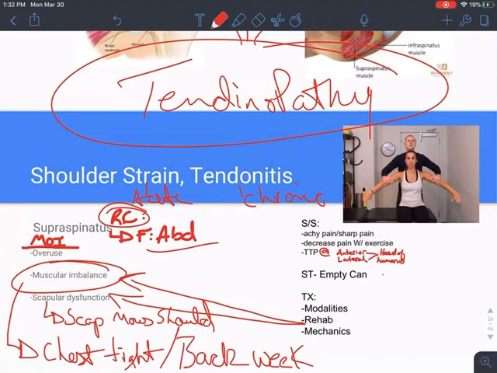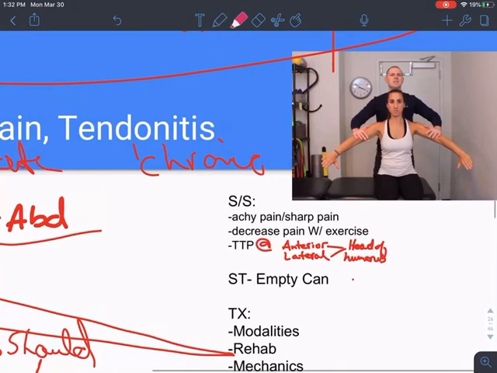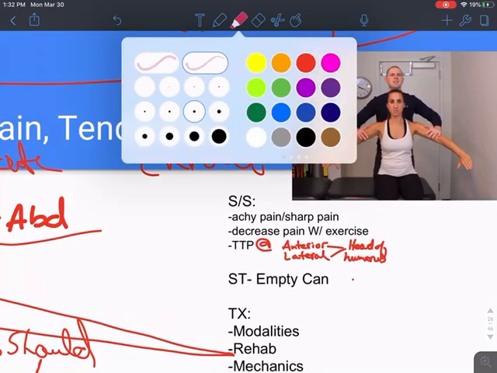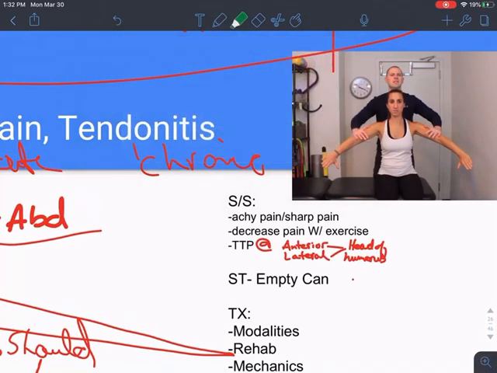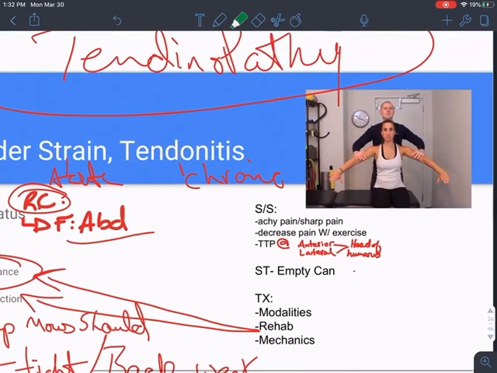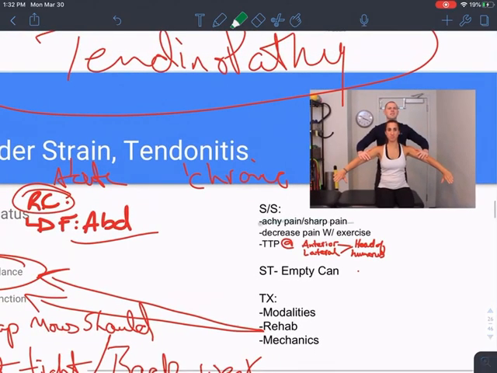So signs and symptoms for this could be achy or sharp pain, decreased pain when you start activity, tender to palpation on the anterior lateral aspect of the head of the humerus. And this is for supraspinatus, right? The special test for this is the empty can.